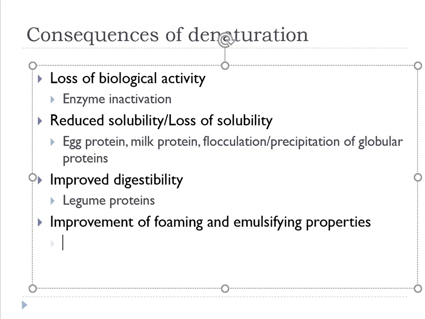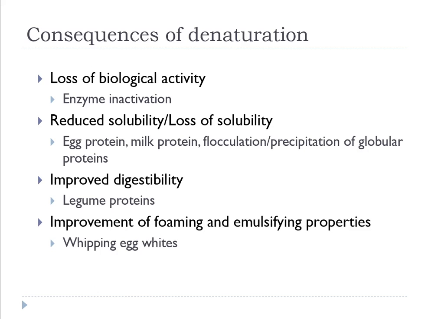An example can be whipping egg whites. It's an example for improvement of foaming properties. We will see later.